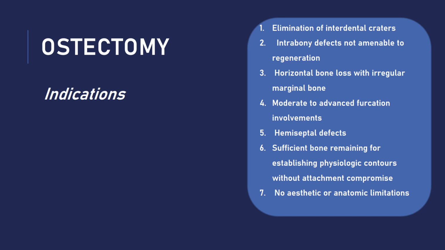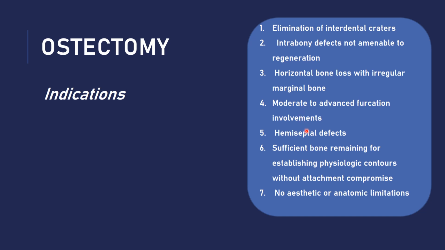Next, osteotomy is a procedure to remove the bony defects with the removal of supporting bone. In osteoplasty it was just shallow craters for shaping; in this case, it will be eliminating, and we will do it if the intrabony defect is not amenable to regeneration. Then horizontal bone loss with irregular marginal bone. You can see the difference between the two procedures. Here it will be moderate to advanced furcation involvement, so we will be removing it, not for just grade 1 incipient furcation involvement.